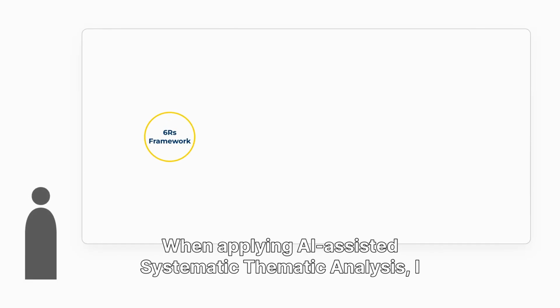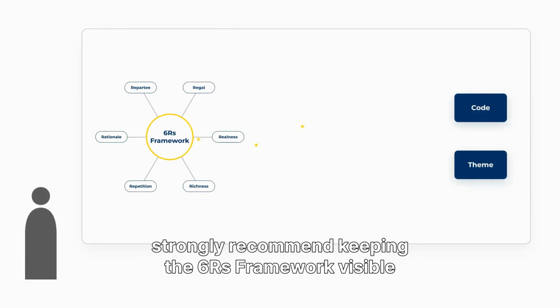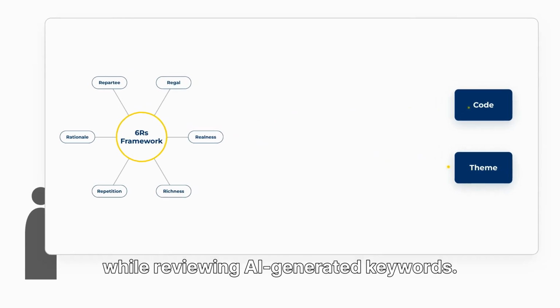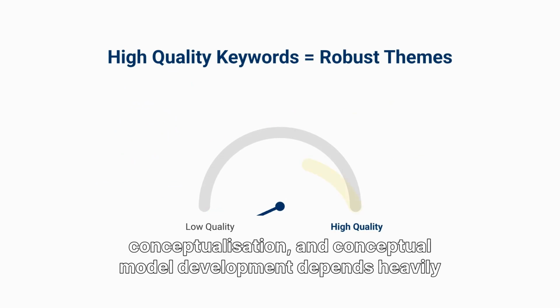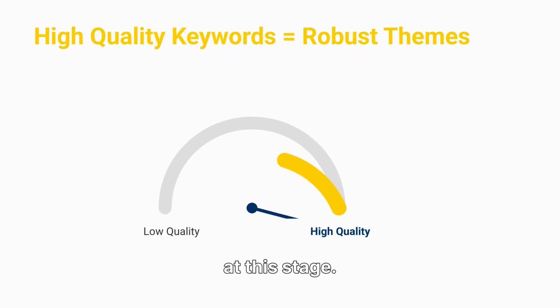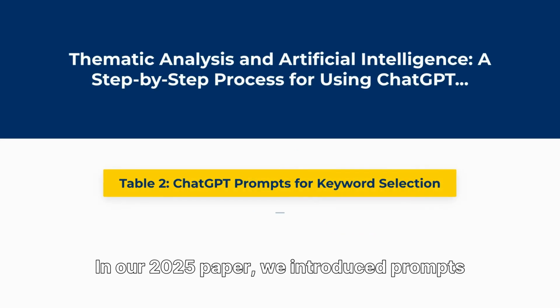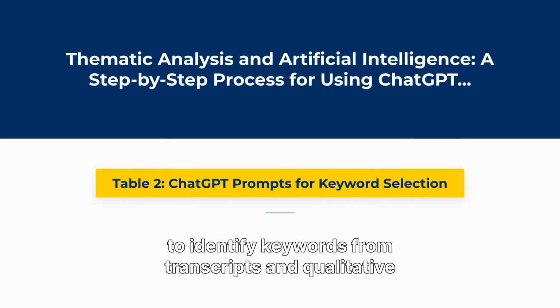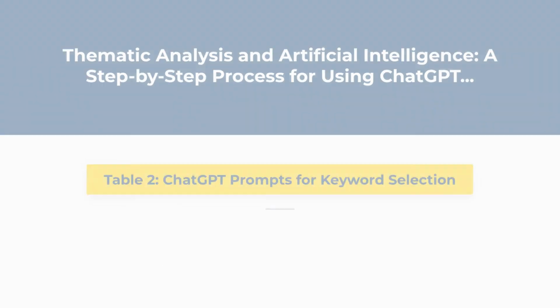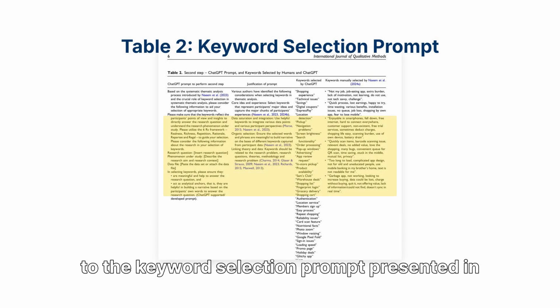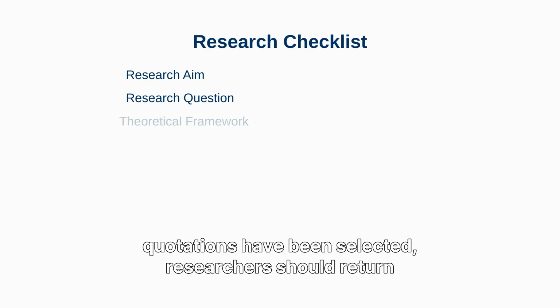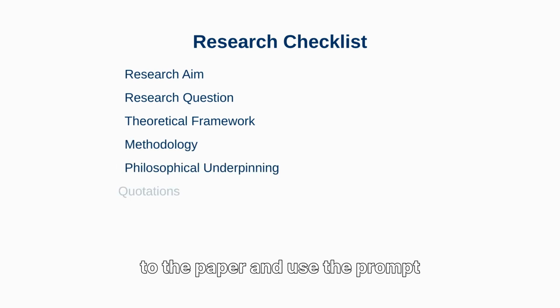When applying AI-assisted systematic thematic analysis, I strongly recommend keeping the 6 R's framework visible while reviewing AI-generated keywords. Because the quality of coding, theme development, conceptualization, and conceptual model development depends heavily on the quality of the keywords selected at this stage. In our 2025 paper, we introduce prompts that can be used to ask ChatGPT to identify keywords from transcripts and qualitative data. Throughout this video series, whenever I refer to Table 2, I am referring specifically to the keyword selection prompt presented in that paper. Once Step 1 has been completed and quotations have been selected, researchers should return to the paper and use the prompt presented in Table 2.